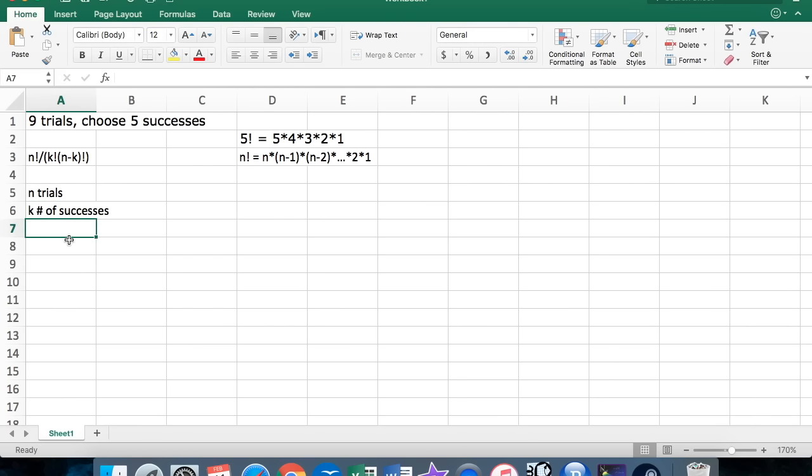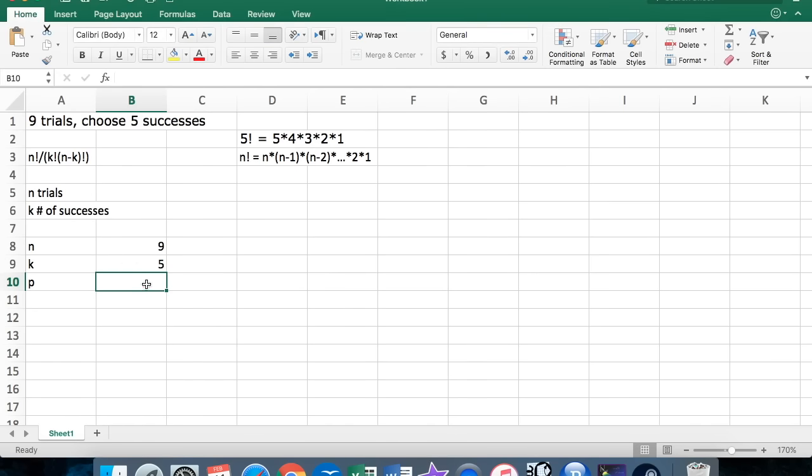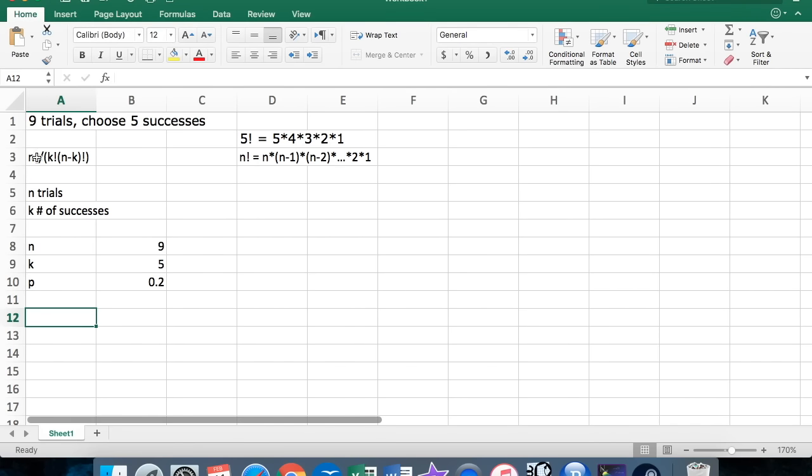So here we had an n, we had our k, and we have p. We'll need these. N was 9, and k was what we wanted, which was 5 successes. So our k is 5, and our probability of getting those successes was 0.2. We don't need p for the formula, we just need our n and our k. So let's go ahead and start writing this out, all in one fell swoop.